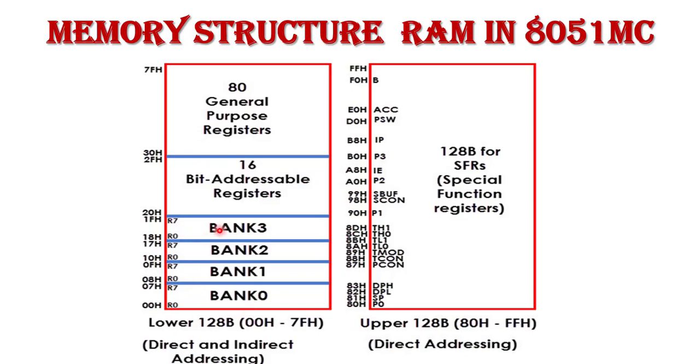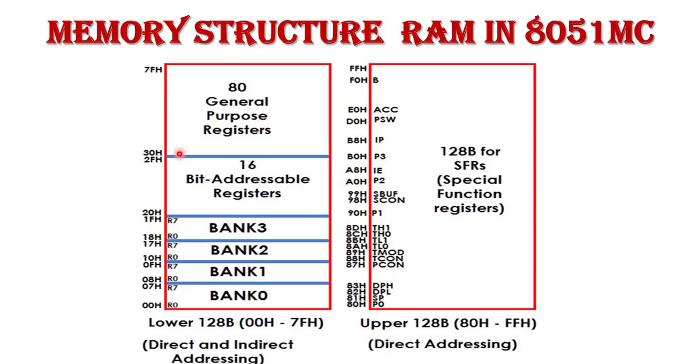First part is called the register bank area. This register bank area is 32 byte long, whose address is starting from 00H to 1FH. This is called the register bank area. Next part is called the bit addressable area. This bit addressable area is 16 byte long, whose address is starting from 20H to 2FH. Third or last area is called the general purpose memory area, or also called the scratch pad area. This area is 80 byte long, whose address starts from 30H to 7FH.